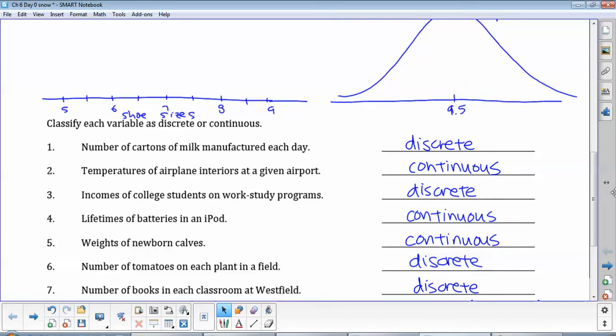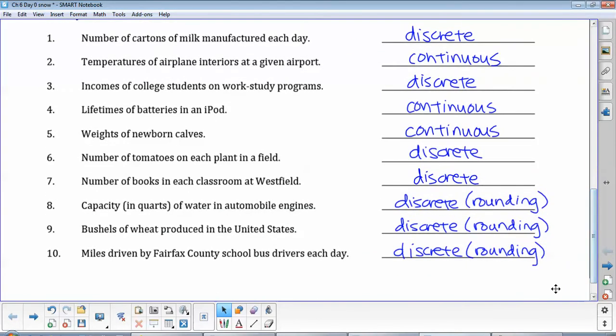The last 3 on here are a little bit ambiguous. You could argue them either way. It kind of depends on how you end up rounding. If you say miles driven by Fairfax County school bus drivers, rounded to the nearest mile, then yeah, it's probably going to be a discrete number. That's different from if you said the distance that Fairfax County school bus drivers go each day. The same is true for number 8 and number 9 as well.